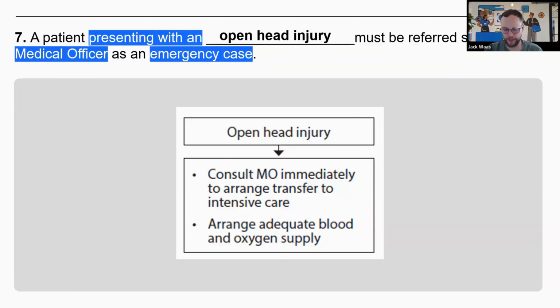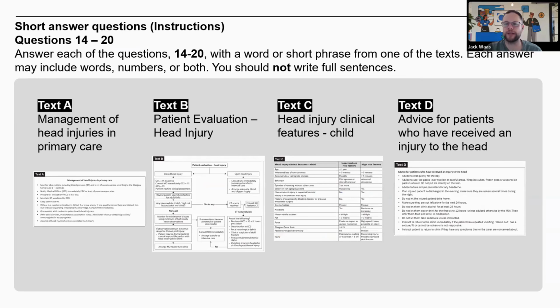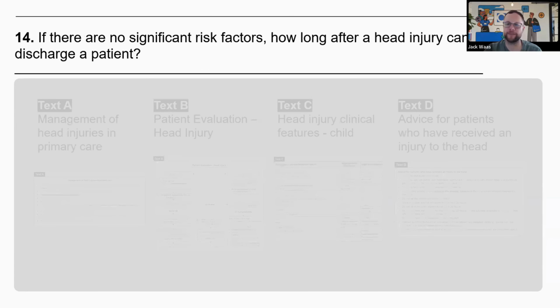All right, the answer is open head injury. Now let's go on to our final type of question, short answer questions. Here we follow the same strategy as in sentence completion. You can answer each question with a word or short phrase from one of the texts. Each answer may include words, numbers, or both, and it's not necessary to write full sentences.